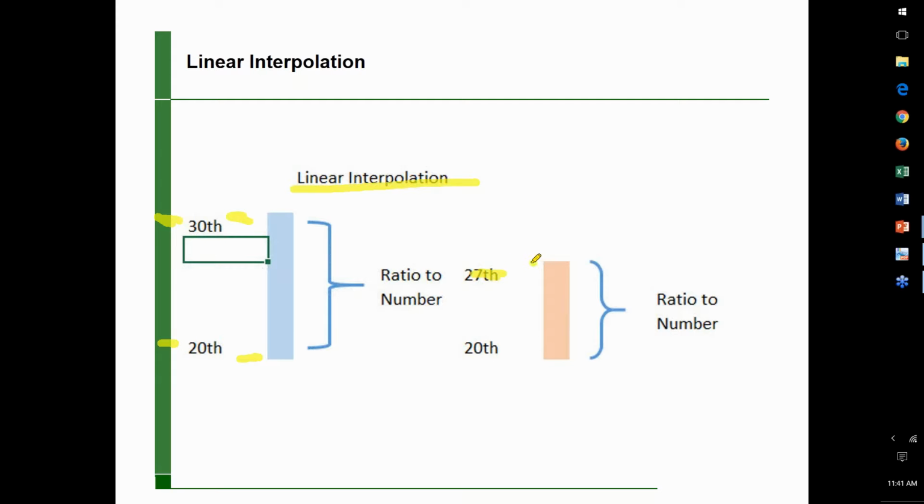And so if we have a number here and we know that the base is here, we can just use a simple cross multiplication problem to figure out the answer is 27. It's basically taking the ratio to the percentile and the difference between the numbers in there, and it gets you to where you want to be.